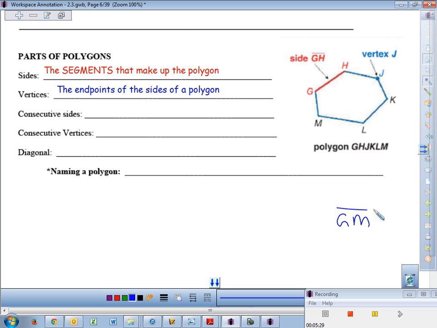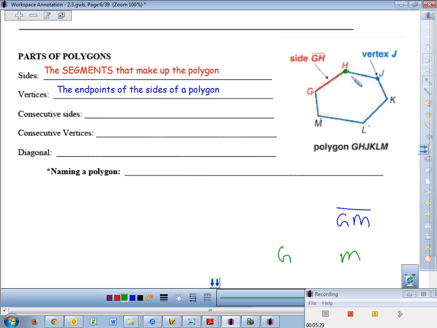Segment GM is the first one I heard. You know, there's one of them, right? What are the endpoints of that side? G and M. So isn't G a vertice then? And isn't M a vertice, right? Name me another vertice. J is a vertice. Name me another vertice. K, L, M, G, J. The letters are the vertices.